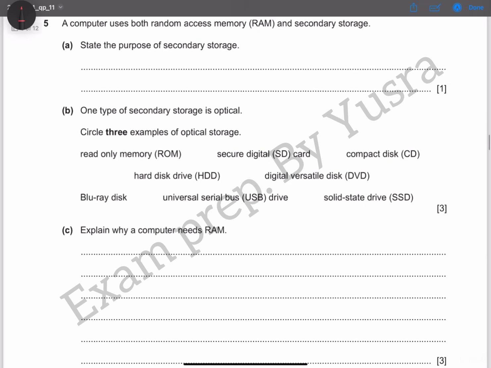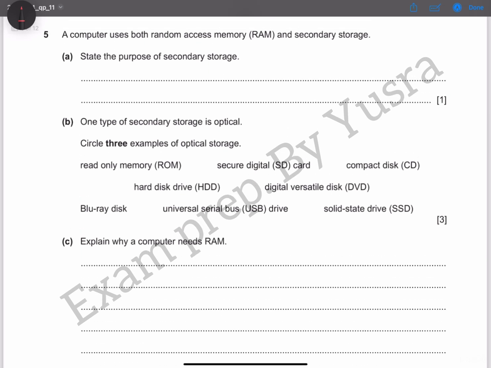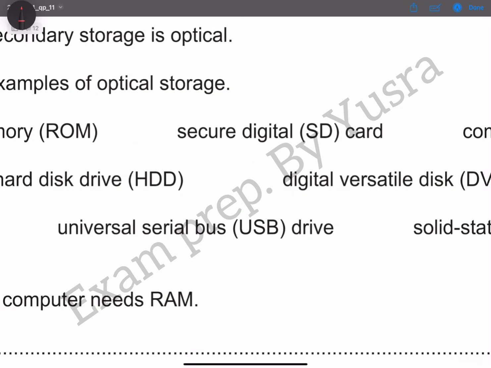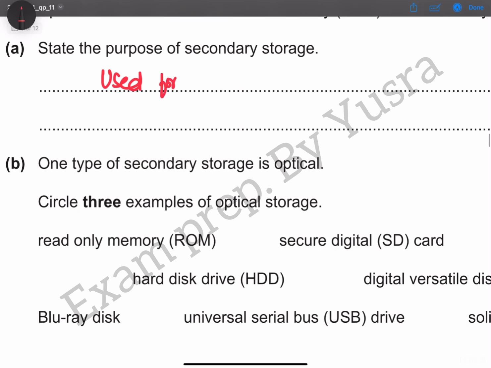Next is, a computer uses both random access memory RAM and a secondary storage. State the purpose of a secondary storage. Okay, so secondary storage is used for storing files and data permanently.